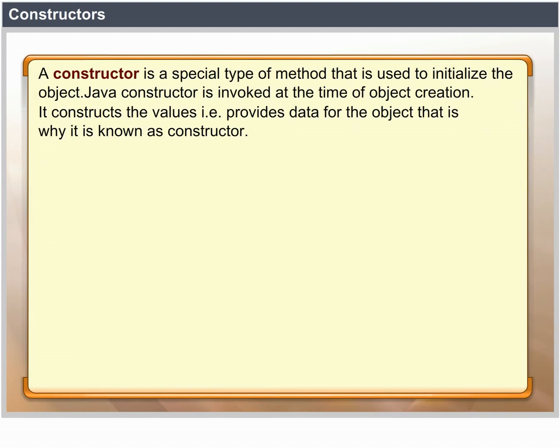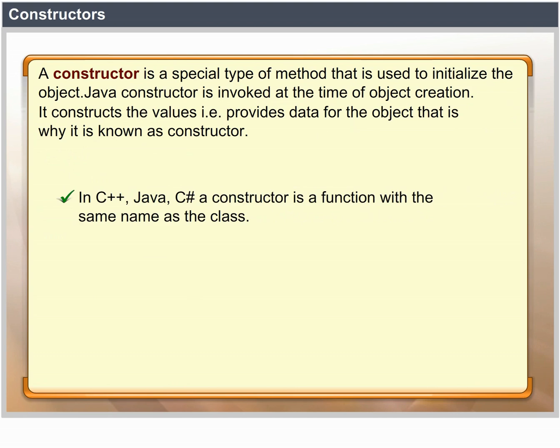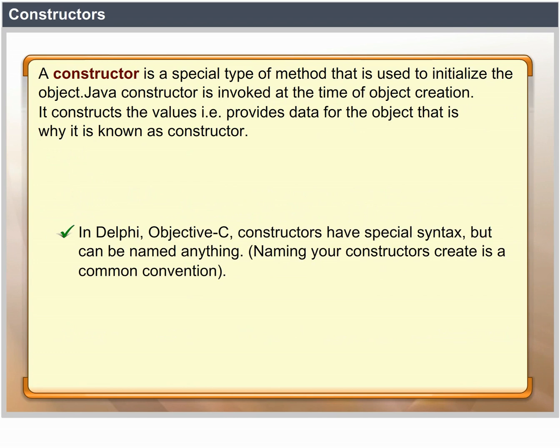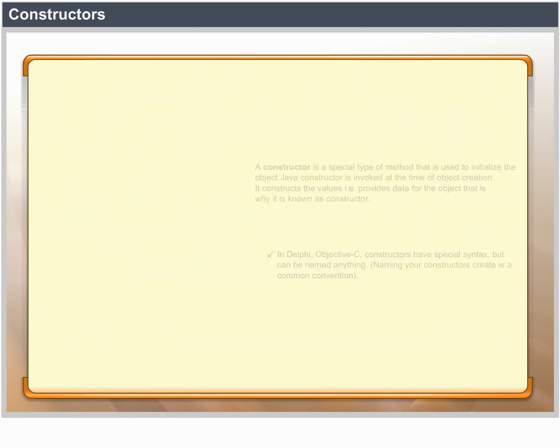Constructors. A constructor in Java is a special type of method that is used to initialize the object. A Java constructor is invoked at the time of object creation. It constructs the values, that is, provides data for the object. That is why it is known as a constructor. In C++, Java, and C#, a constructor is a function with the same name as the class. In Python, constructors are all named __init__. In Delphi and Objective-C, constructors have special syntax but can be named anything. Naming your constructors create is a common convention.